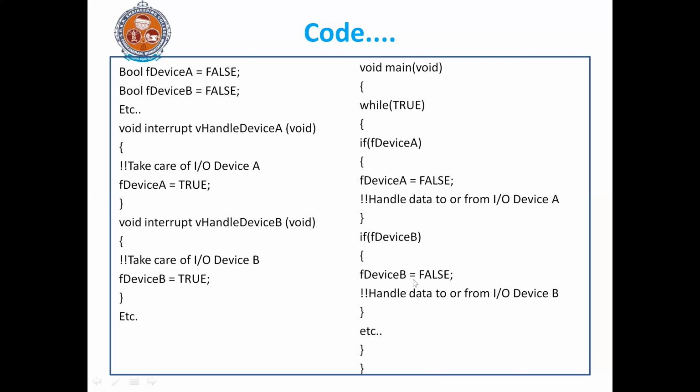After coming here, it will set the flag to false, and also handle the service required by device B. Like this, however many devices you have, that many conditions you can write, and you can provide the code for your application. So this is the pseudo code for the round robin with interrupts architecture.